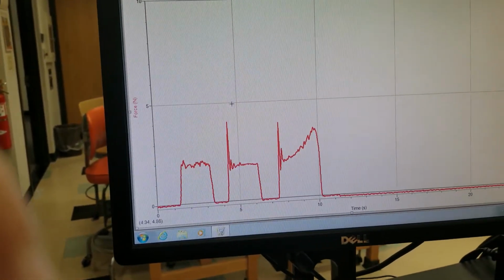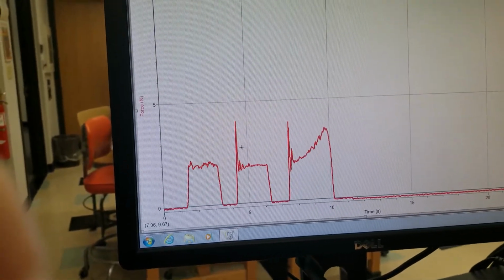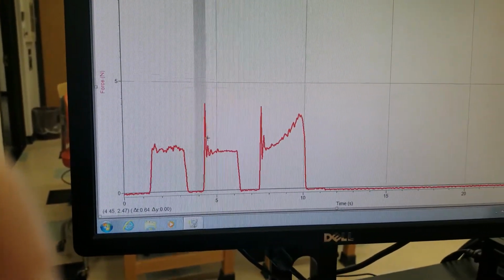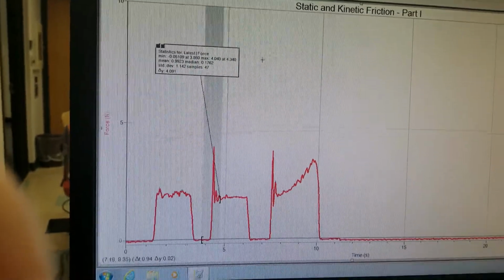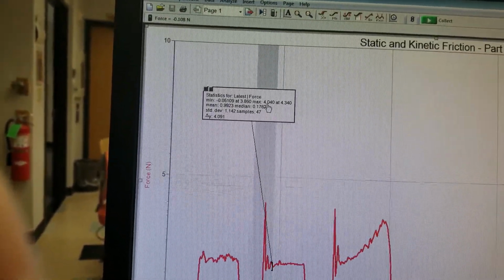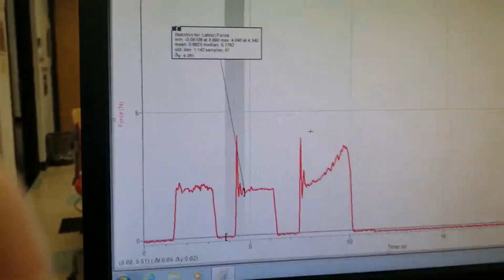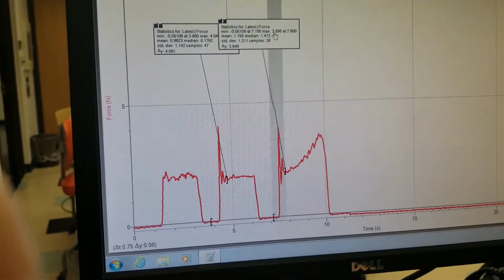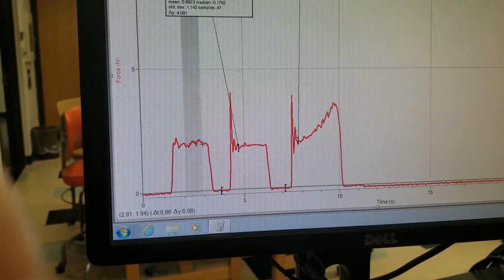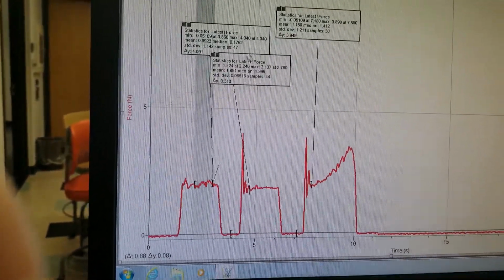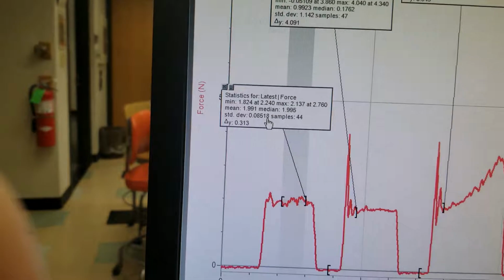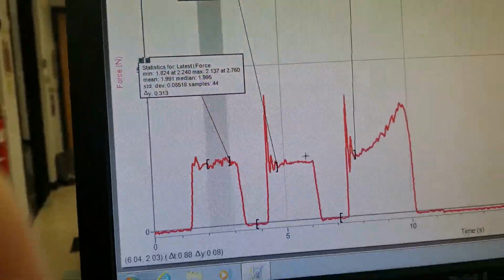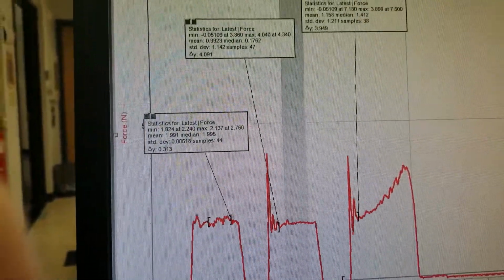So next, let's see how to get the data. So I'm going to highlight this part and click stat. Now if you look at it here, the max is 4.04 Newton, that's the maximum static frictional force. So let's repeat for the other peak and stat. So now I have 2 data points, and then I can highlight the constant velocity part and click stat. This time I'm going to look at the mean, the average. So this is the 1.99. This will be my kinetic frictional force. Again, I highlight this part.